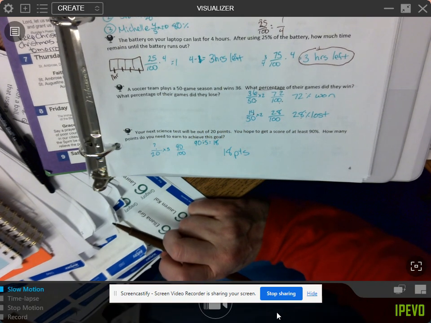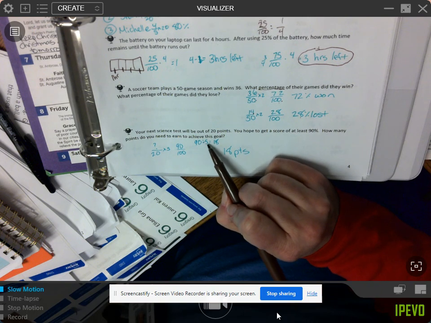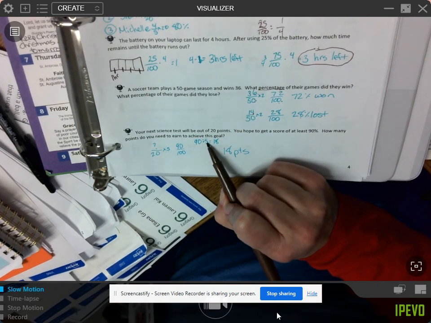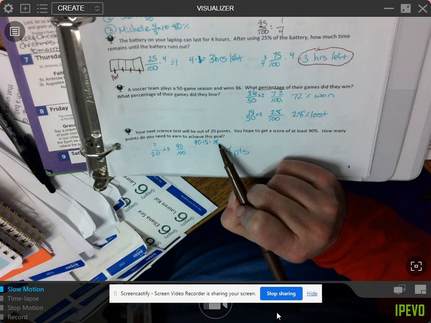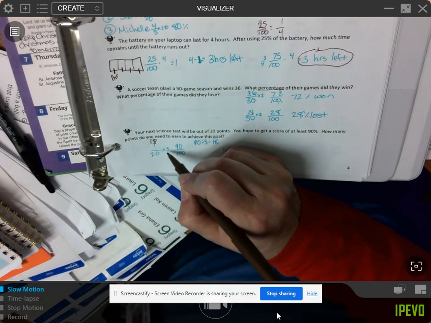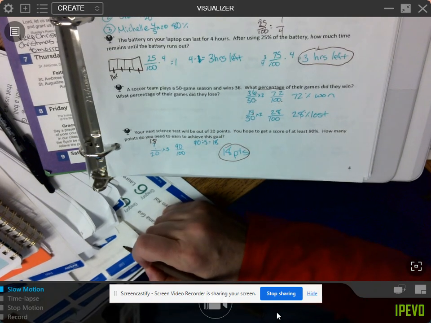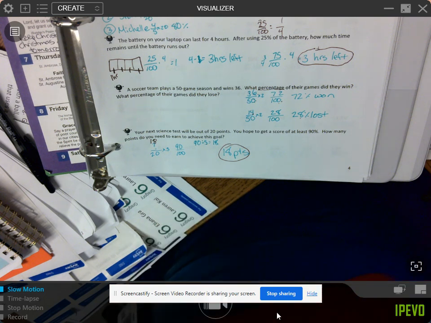If we're not sure off the top of our head what times 5 equals 90, we can work backwards and say 90 divided by that 5. If we put that in our calculator, 90 divided by 5, we get 18. So we could put 18 here and say 18 times 5 equals 90. So we know that we need 18 points right to get a 90%. Any questions on this page?